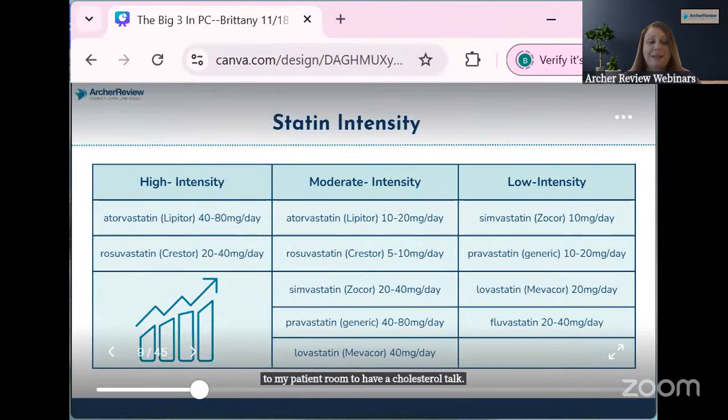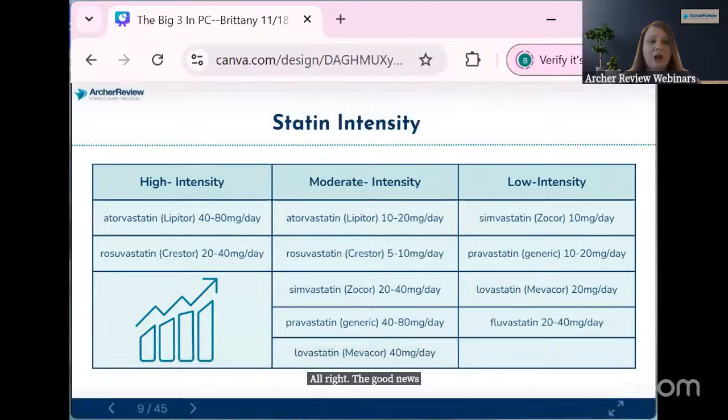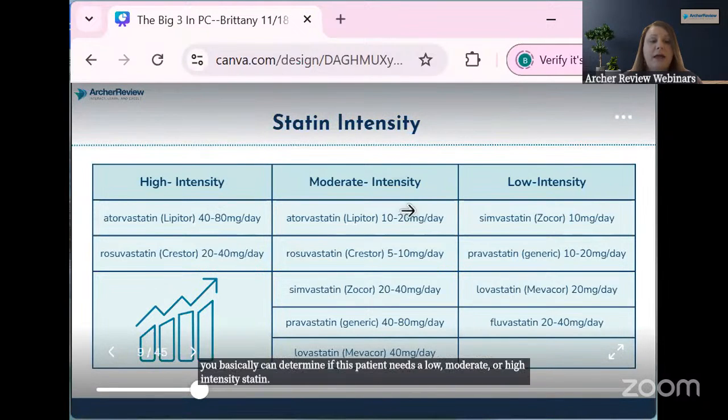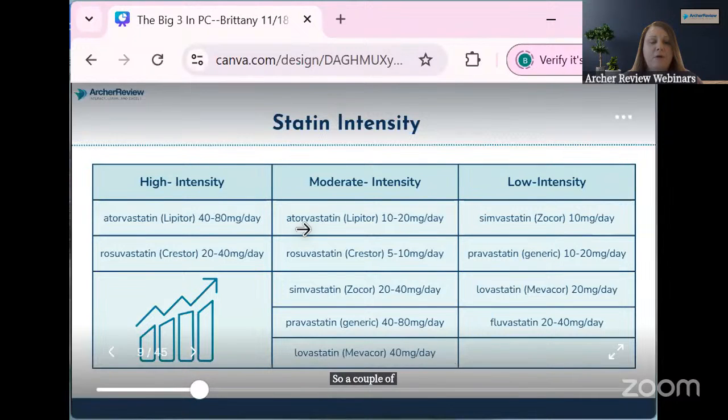All right. The good news about statins is there's only about 8 of them. And the good news is that as long as you know those and you know your dosages, you can basically determine if this patient needs a low, moderate, or high intensity statin. So a couple of caveats here. A lot of people around that 7.5% are probably going to be started on a moderate intensity statin that I'm circling here for you.